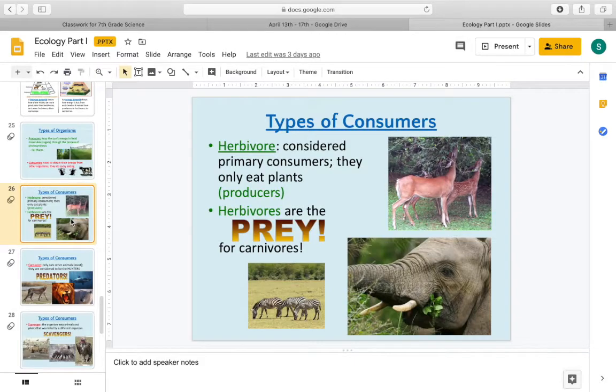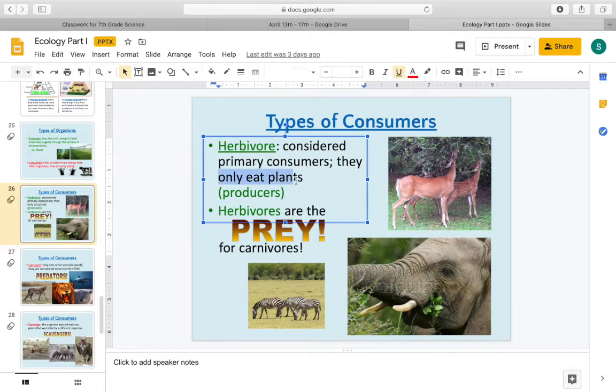The first one is an herbivore. These are animals that only eat plants. Some humans only eat plants and don't eat any type of meat. Those are considered vegetarians. Same idea. An herbivore is a primary consumer that only eats plants.